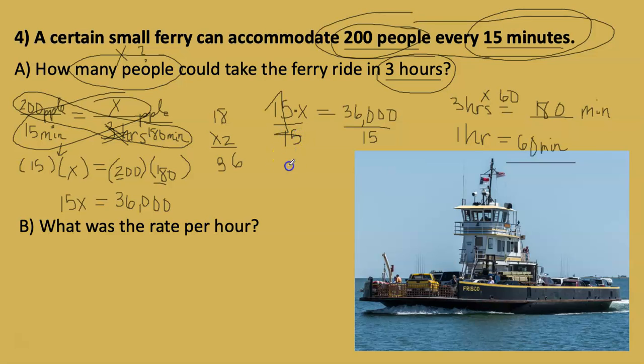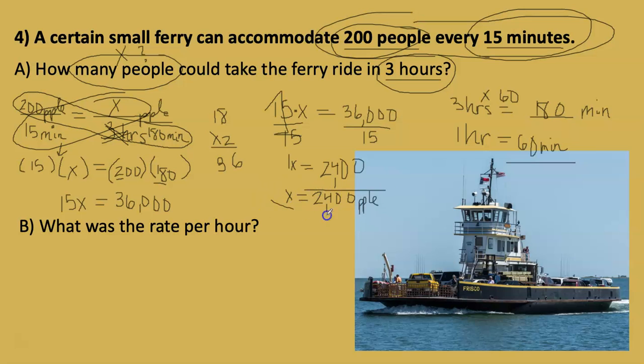15 divided by 15 equals 1, so we get 1x is equal to, and I'm just going to use a calculator because otherwise this video is going to be super long. So 36,000 divided by 15 equals 2,400. So x equals 2,400. And it's not okay to just write 2,400. 2,400 what? We need the units on this. So x represented the number of people. So x equals 2,400 people.